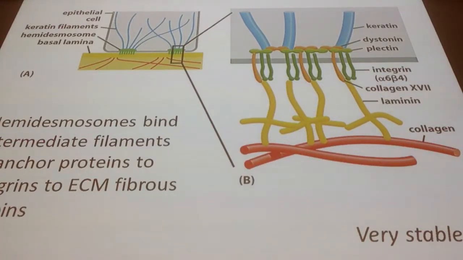And to dissect that, there are 3 parts to all anchoring junctions. Now, when we talk about gap junctions and synaptic junctions, those are slightly different. But for anchoring junctions and tight junctions, all of them have 3 parts to them.